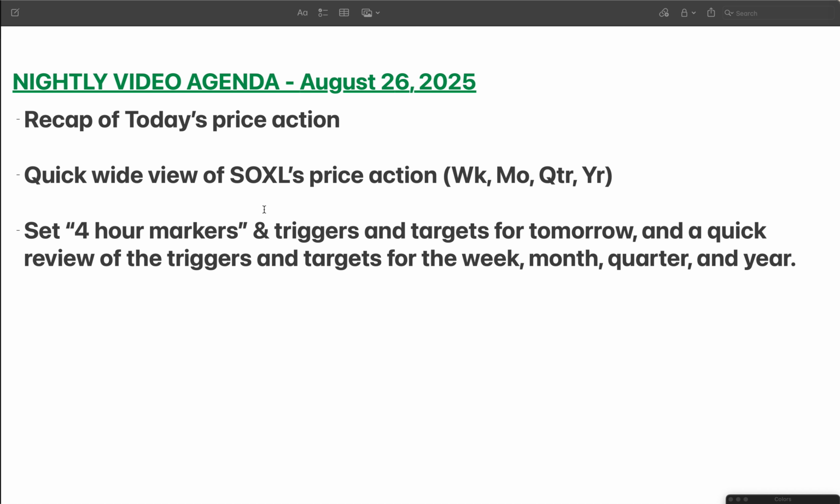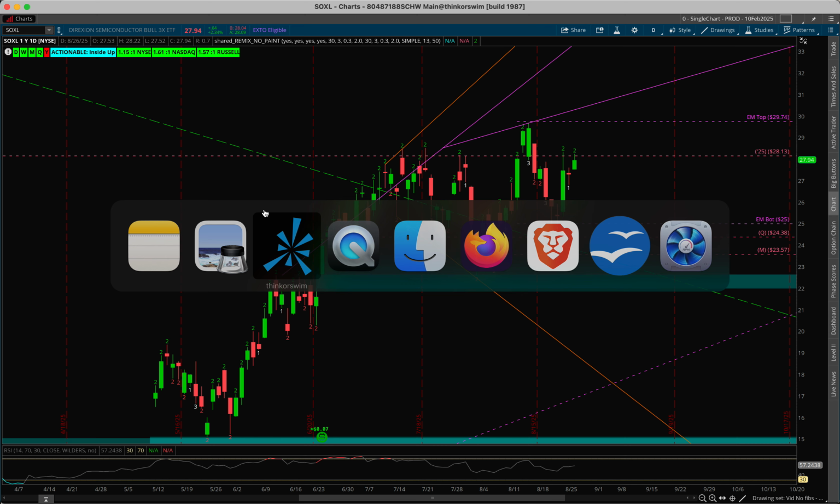We want to definitely make sure we know where we're at from a higher time perspective, and then we'll go over the 4-hour markers that we use to set our triggers and targets for tomorrow, and we'll do a quick review of the triggers and targets for the week, the month, the quarter, and the year. We won't necessarily chart them out, but at least go over the numbers that we have in our notes. So let's get into the charts.